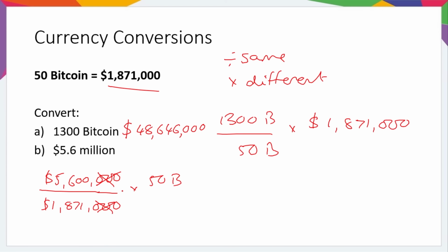I'm just trying to think of helpful ways to save a few precious seconds in a numerical reasoning test. So here we've divided dollars by dollars. That's dividing by the same, multiplying by the different, multiplying by the Bitcoin, and that comes to 149.65 Bitcoin.